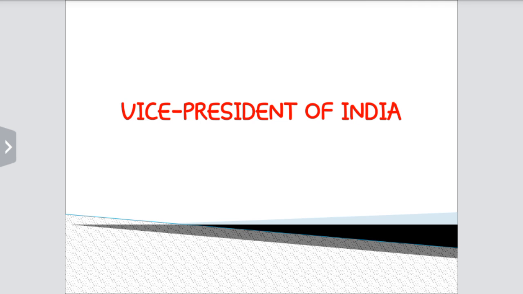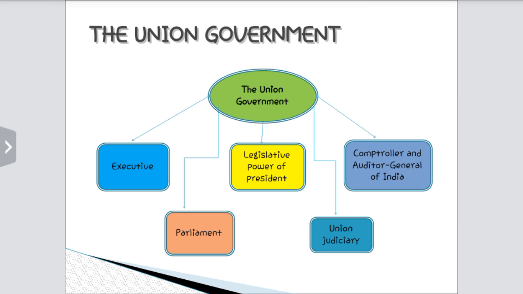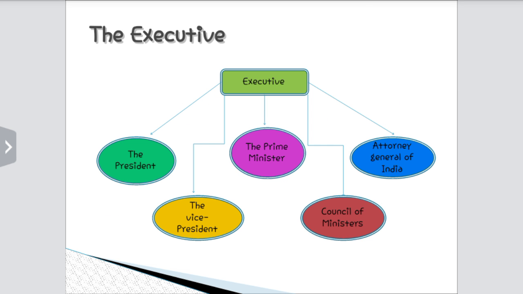Today let us see the Vice President of India. Now first let us look at the Union Government. The Union Government consists of the executive, Parliament, legislative power of the President, Union Judiciary, and Comptroller and Auditor General of India.